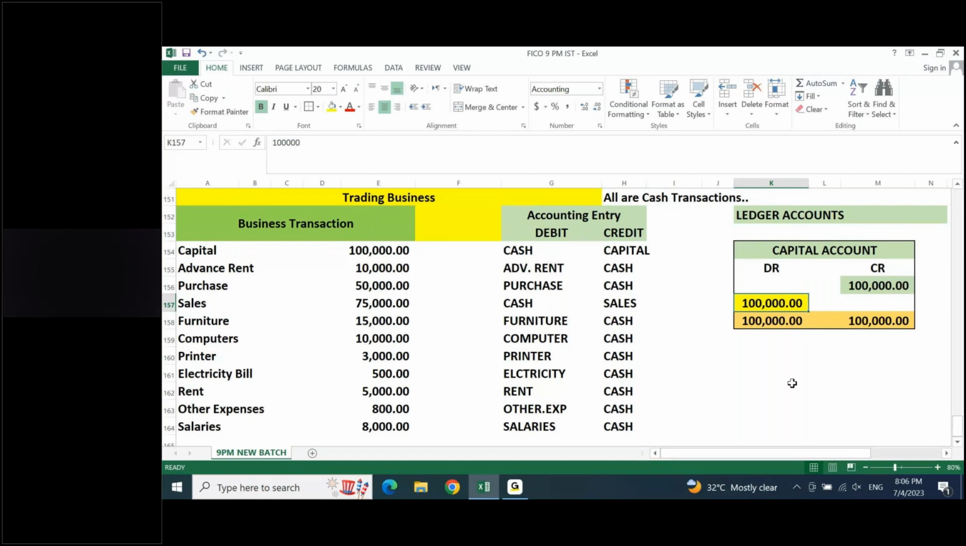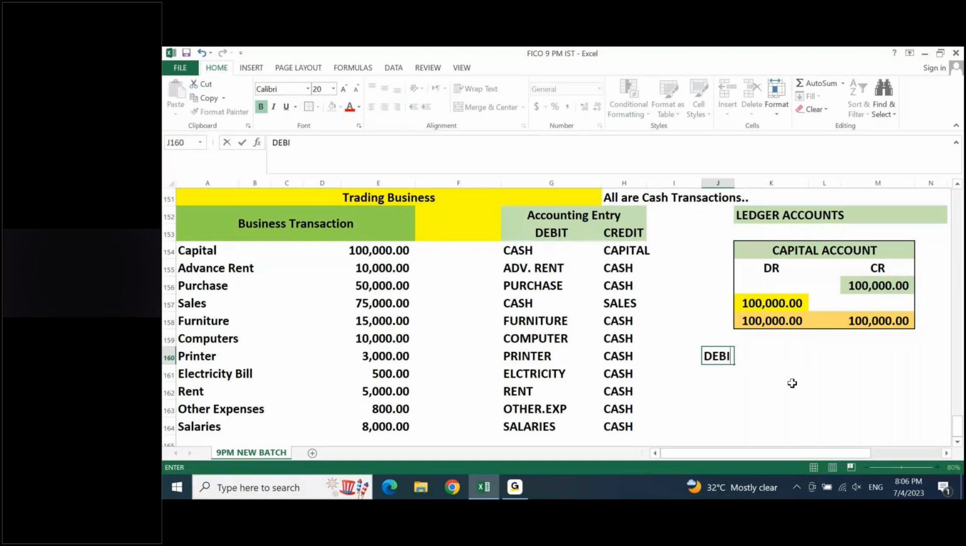Clear? If you look at the account, you should look at the total of debit side. You should also look at the total of credit side. If you find the total of debit side is more, your account shows debit balance. Credit balance means credit side is more than debit side. Debit balance means debit side is more than credit side. Correct? Yes, sir.